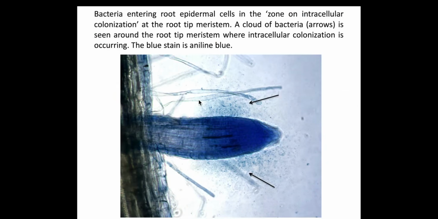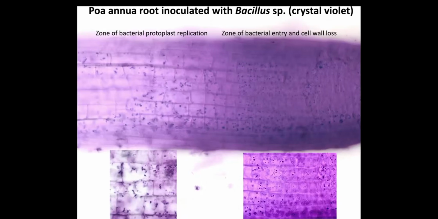Okay, this just shows a branch root of a grass, and you can see the root tip, and you see the bacteria here forming a biofilm there. This is the bacteria the plant is cultivating. The plant is cultivating these microbes. The plant is doing this. All plants do this.